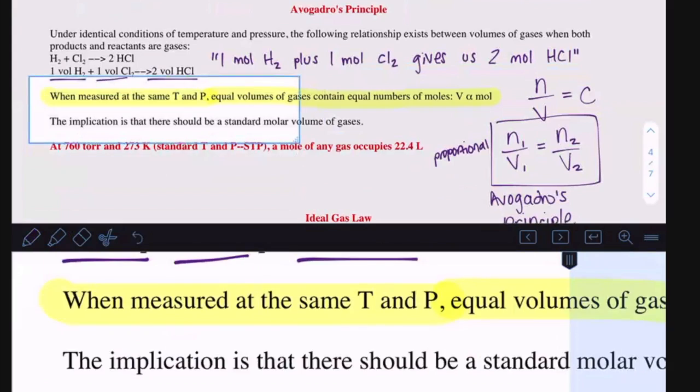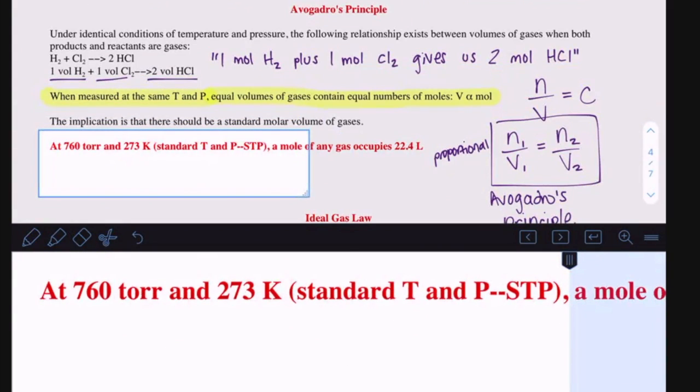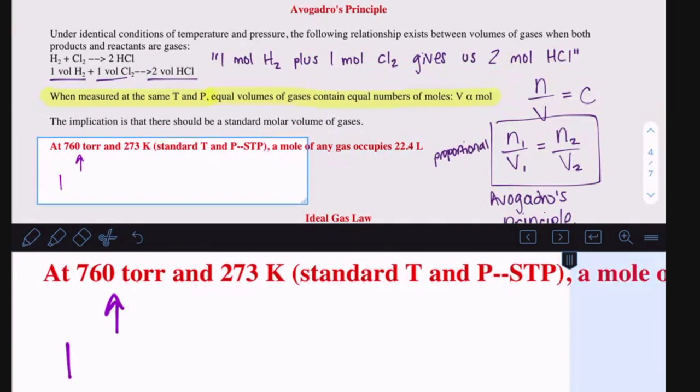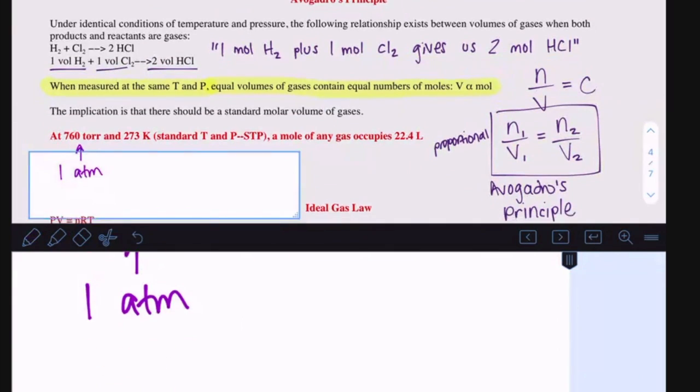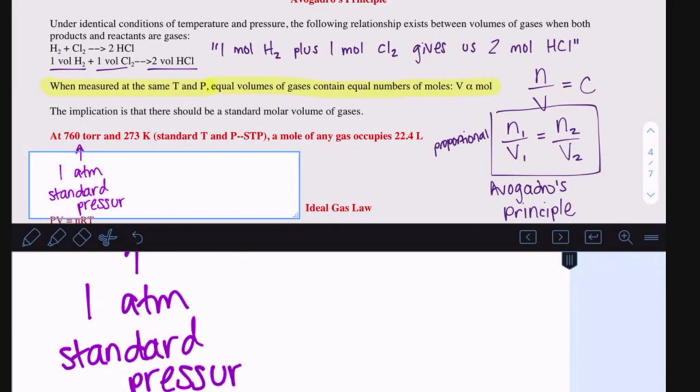So it's telling us at 760 torr, which if we remember our conversions, so if we have 760 torr, how many atmospheres is that? One, right. I believe that was Aaron. Thank you. So that is 1 atmosphere. So I write over here, this is 1 atmosphere. And that is what we are going to want to refer to as standard pressure. Okay, so that is standard pressure.